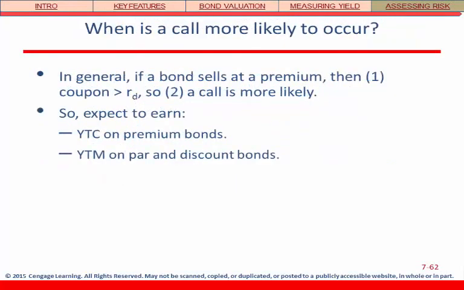So this brings up my final question about callable bonds. When is a call more likely to occur? In general, if a bond sells at a premium, then remember that with a bond selling at a premium, we know that the coupon rate is going to be above the yield to maturity. In other words, interest rates have gone down, so that makes a call more likely. So expect to earn yield to call on premium bonds and the yield to maturity on par bonds and discount bonds. It's that simple, okay?